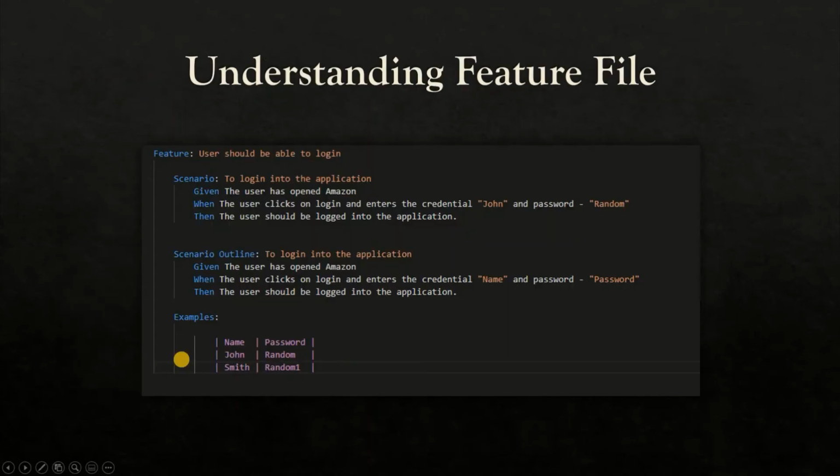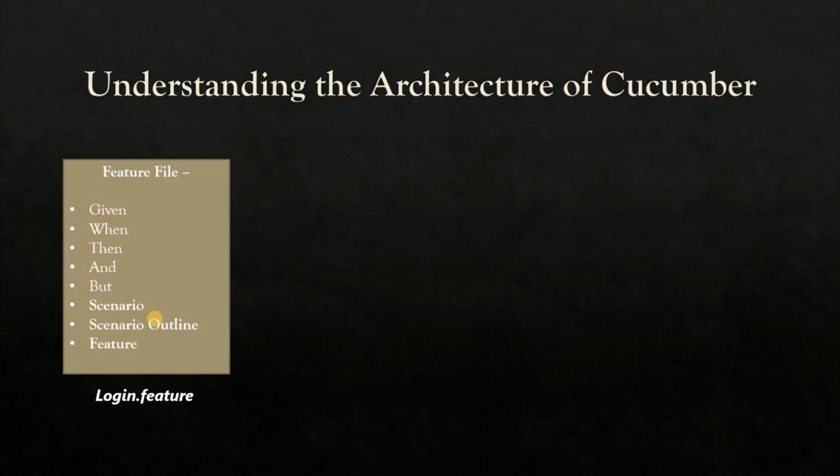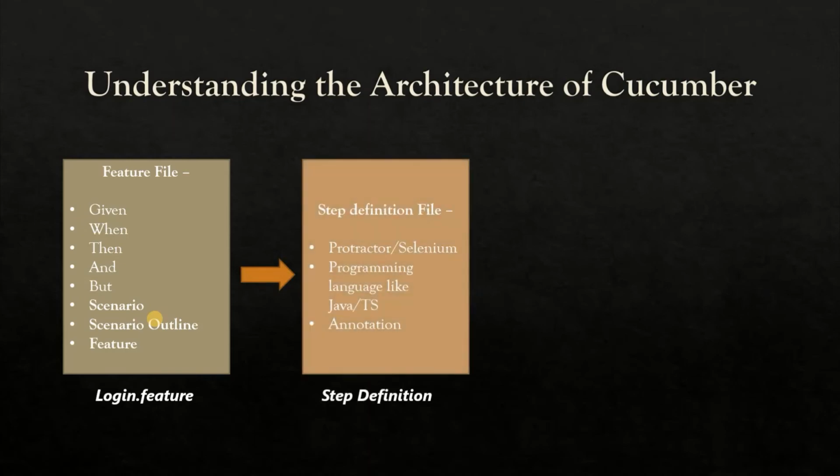Guys, let's see an example of this now. So this is an example where we have created a feature where a user should be able to log in. The first scenario is to log in into the application, and we have used keywords like scenario, given, when, then, scenario outline, and examples. So guys, at this point we are just understanding the architecture of Cucumber, and we will talk about this in a lot more detail in the next video. Let's move on.